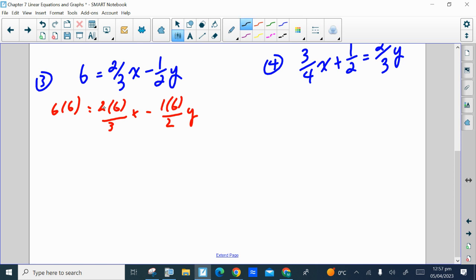And the reason we do this is because 6 divided by 3 is 2. You've gotten rid of that denominator. 6 divided by 2 is 3. We've gotten rid of that denominator. If you multiply out what's left, 6 times 6 is 36, and that equals 2 times 2, which is 4x, minus 1 times 3, which is 3y.